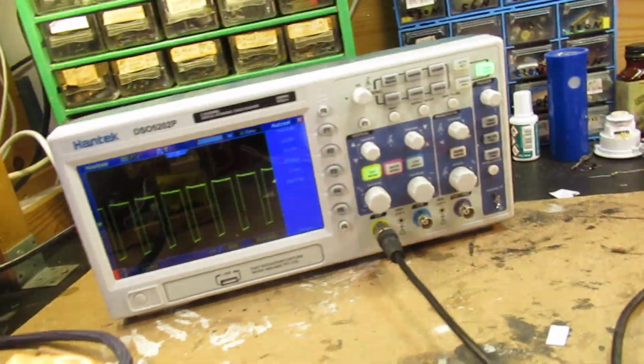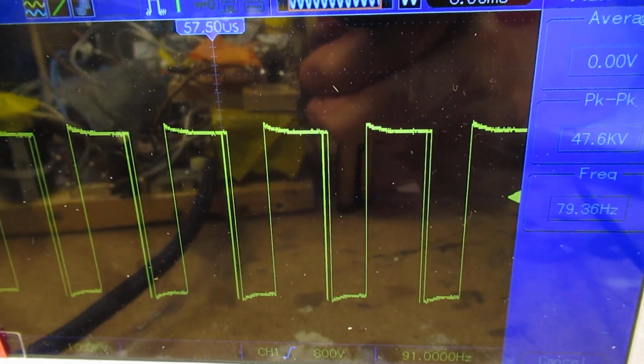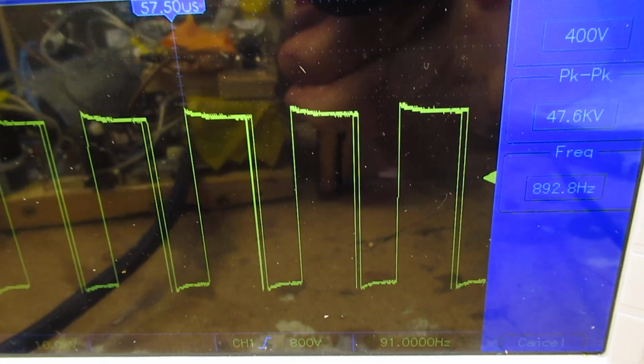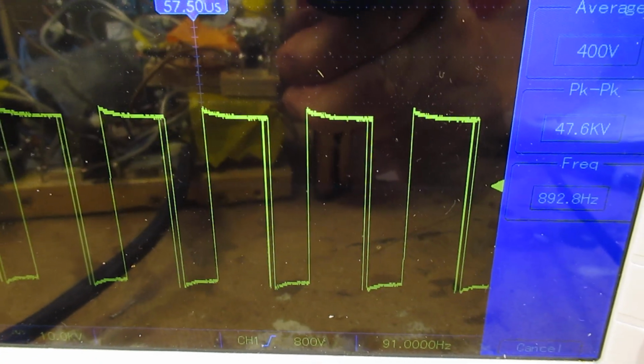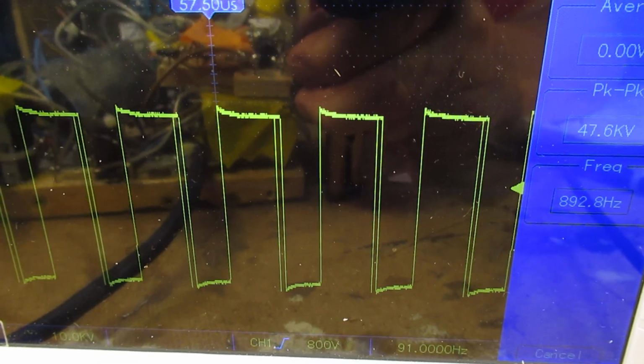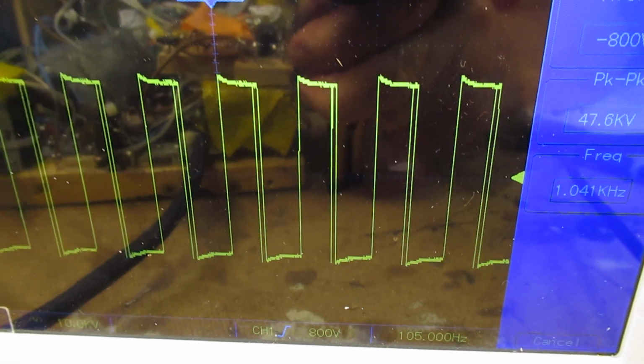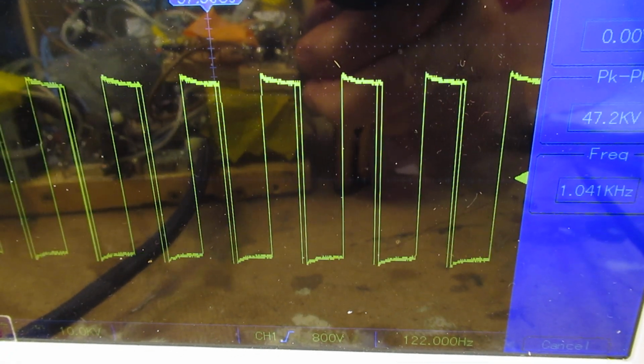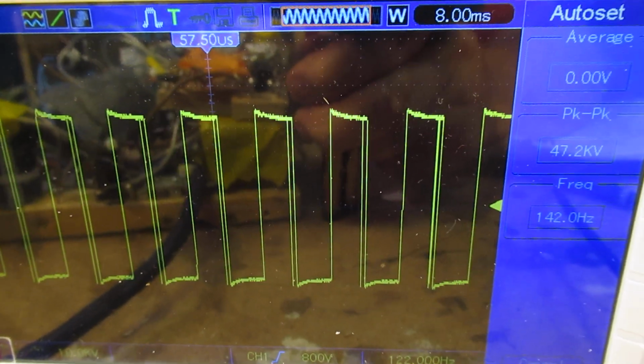I switch now the needle pulse set switch off, and then we are on this frequency, 90 Hertz. Change the frequency somewhat to 120 Hertz. Very good waveform, by the way.